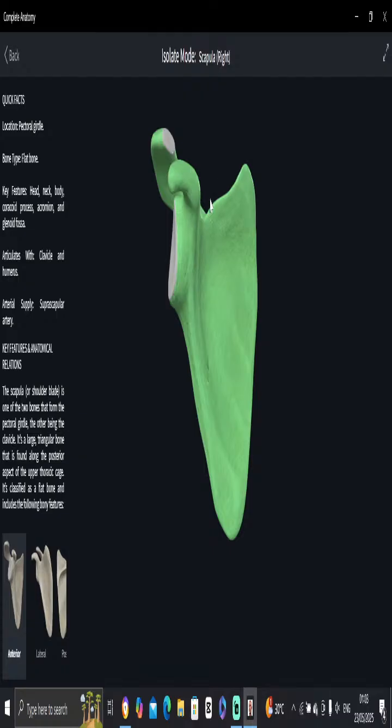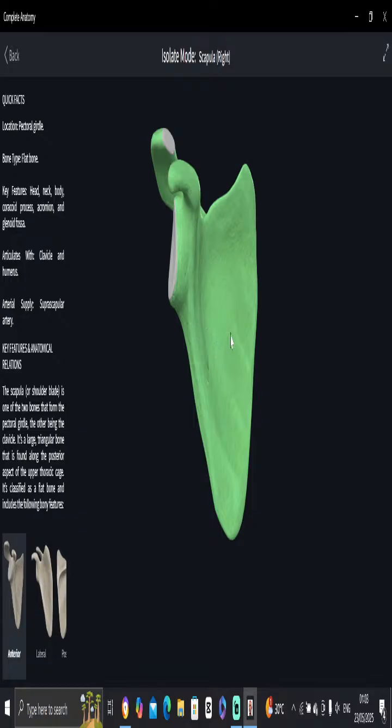Between the superior border and the medial border, we have the superior angle. This bony projection here is the superior angle of the scapula, while between the medial border and the lateral border, we have the inferior angle of the scapula. This rough area here between the superior and the lateral border is known as the lateral angle of the scapula.